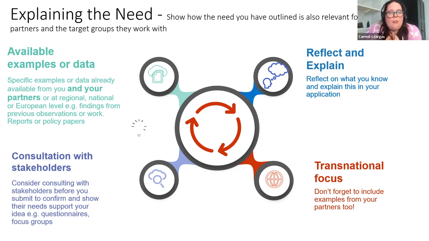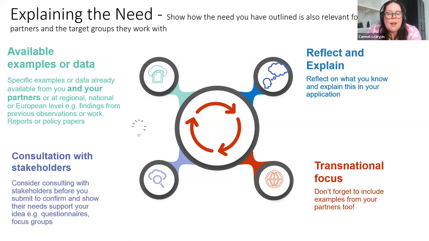So available examples are data. Look at specific examples of data already available from you and your partners at a regional, national or European level, example findings from previous observations or work reports and policy papers. Then you can look at consultations with stakeholders. So consider consulting with stakeholders before you submit, to confirm and show your need, support and idea. You can also reflect and explain. So reflect on what you know and explain this in your application.